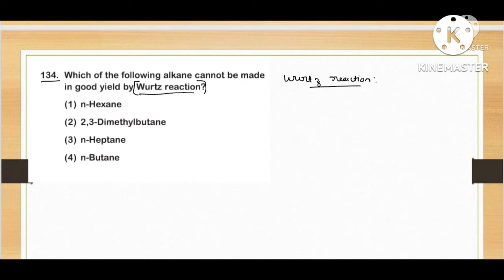Wurtz reaction means when 2 moles of alkyl halide react with 2 moles of sodium to give alkane plus 2 moles of sodium chloride. By using a Wurtz reaction, you can produce an even number of carbons only. It does not form an odd number of carbons. That means compounds with 2, 4, 6, 8, etc. carbons are produced. Now let us verify the given options.